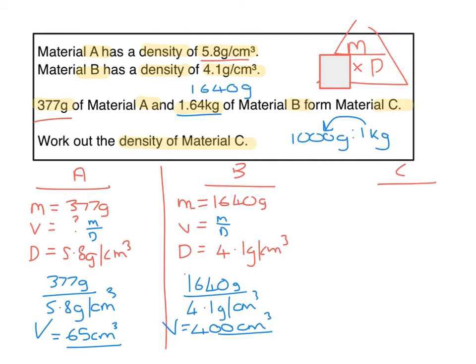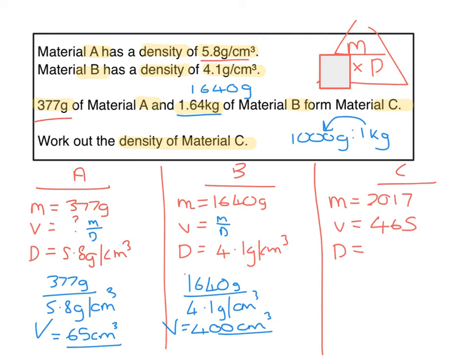Okay, so now I've got some information for C that I didn't have before. My mass is going to be the total mass of A and B. So A was 377, and the mass of B was 1,640, and I get 2017. My volume, again, is going to be A and B added together, so that's 65 add 400, which is 465.